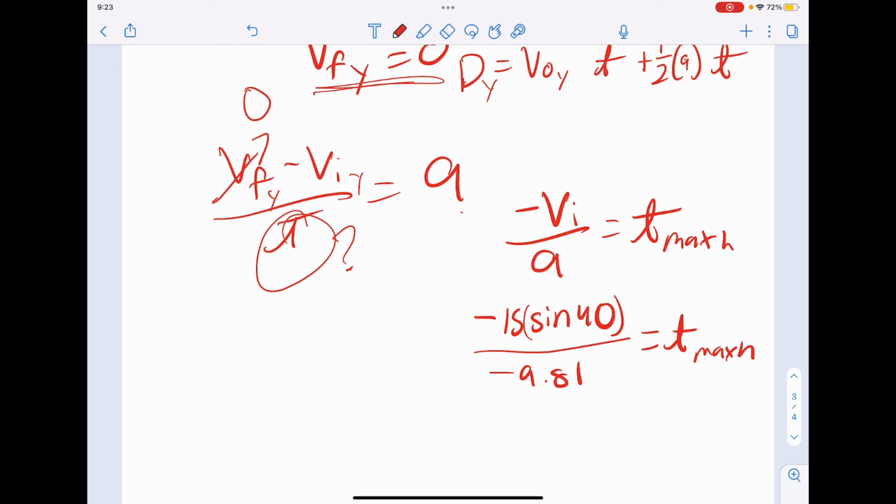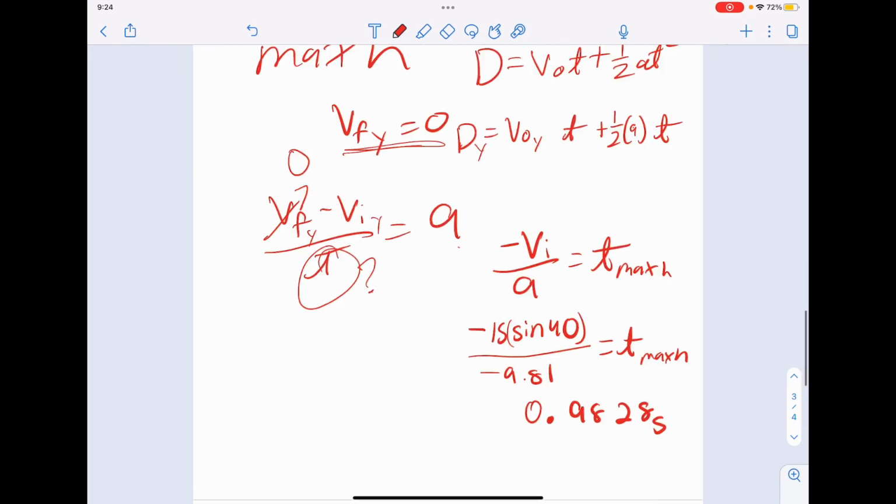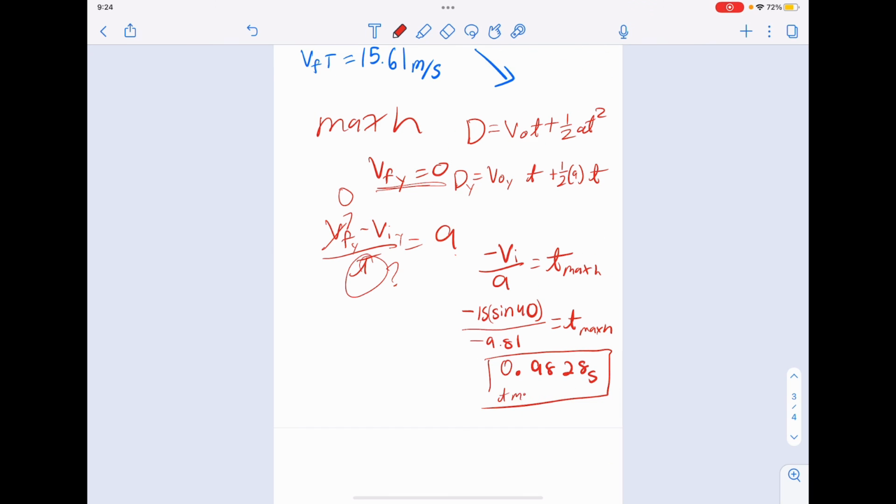15 sine 40 over 9.81. The negatives are going to cancel out. It took 98.28 seconds. Oh no, 0.9828 seconds. Sorry. To get to the max height, which is less than half of the time, which makes sense because it traveled lower than where it began. So this would be our time for max height.